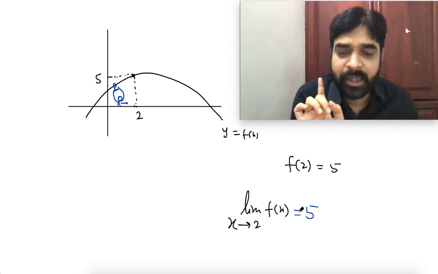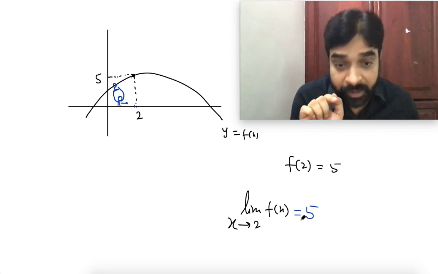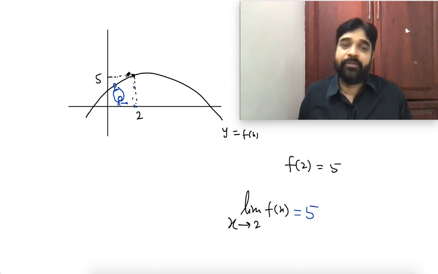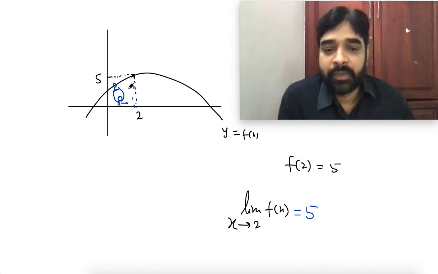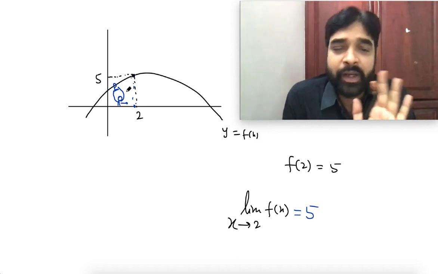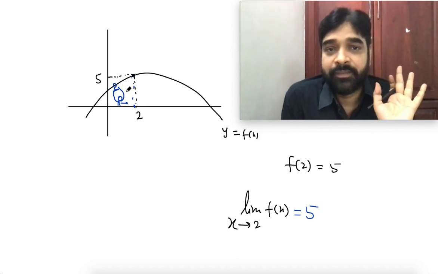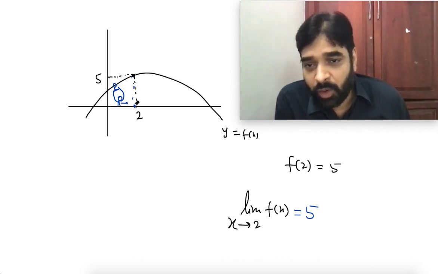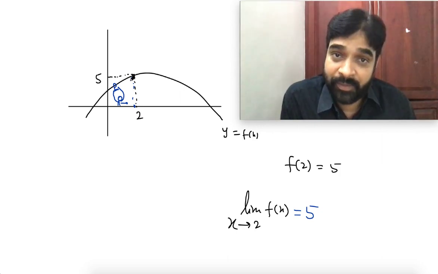Didn't understand? Does it mean the f(x) value is 5? No. This says when x is very close to 2, f(x) will be very close to 5. Are you able to understand? See, don't worry about solving questions, what kind of question and all, forget it. Try to understand: when x is very close to 2, f(x) will be very close to 5.